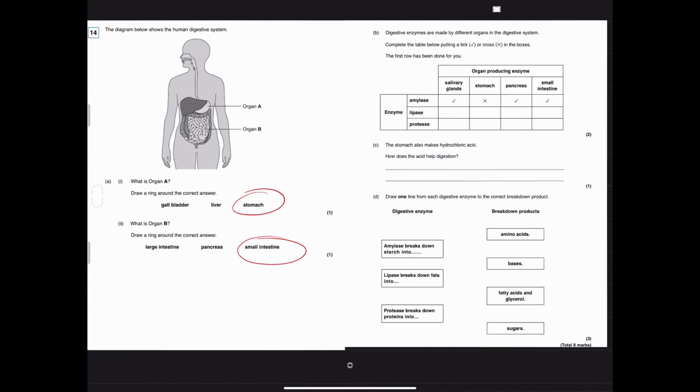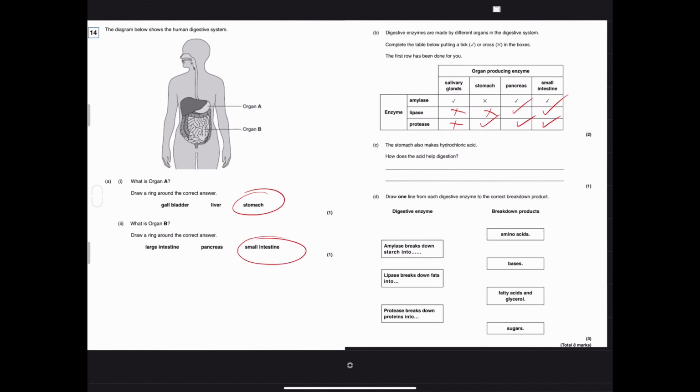It says digestive enzymes. Now question B, digestive enzymes are made by different organs in the digestive system. We have to complete the table by putting a tick or a cross in the corresponding boxes. So here, lipase, it's not produced in the salivary glands. It's not produced in the stomach. It is produced in the pancreas, and it is produced in the small intestine. Protease is not produced in the salivary glands. It is produced in the stomach. It is produced by the pancreas, and it is produced by the small intestine.